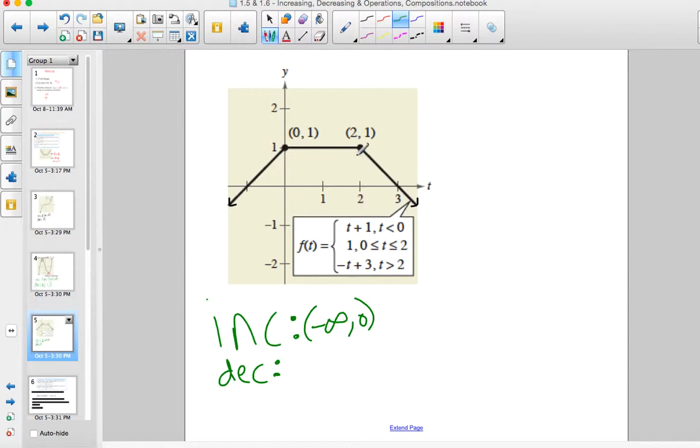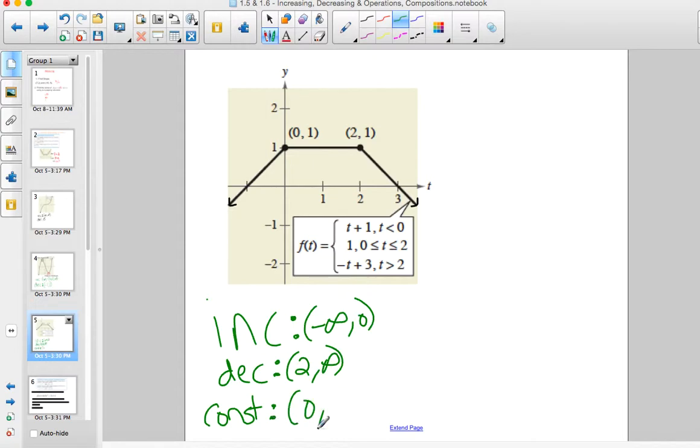And that's going to be from x equals 2, and then that line's going to infinity, so it's going to be 2 to infinity. And then constant would be the rest. And constant's going to be from 0 to 2.